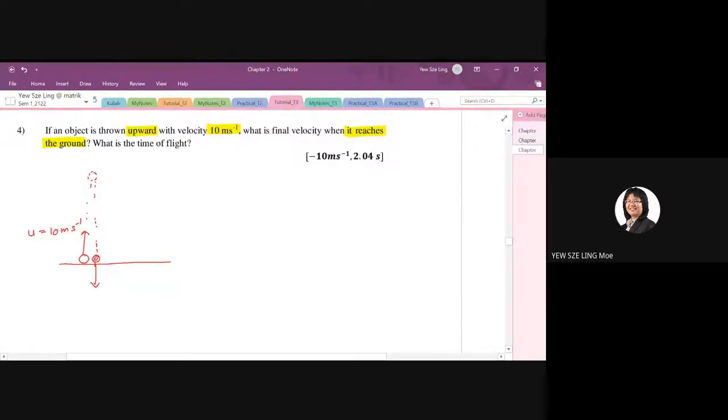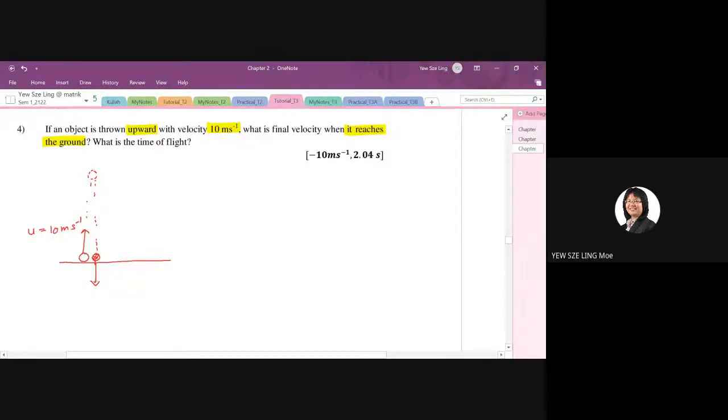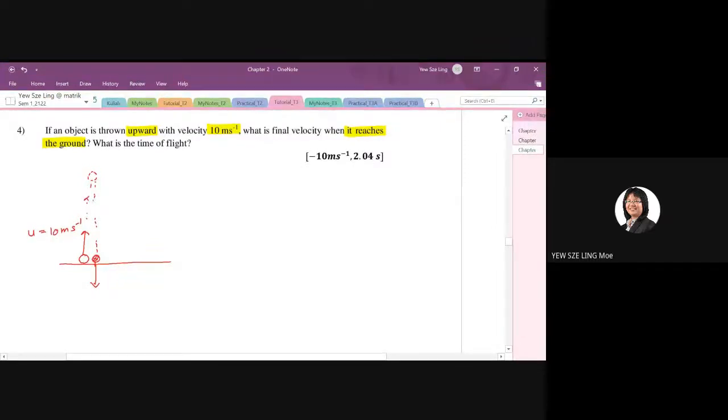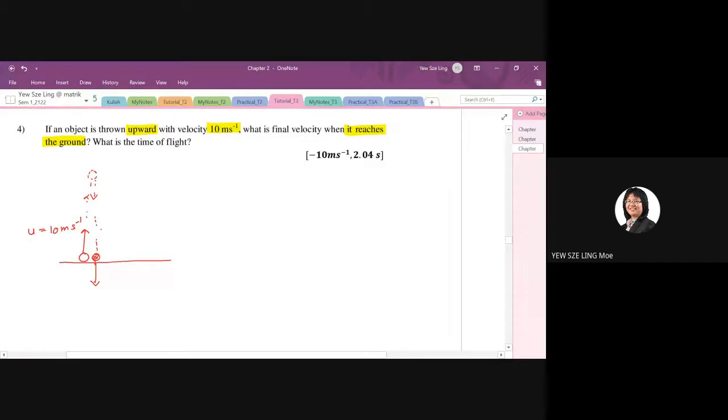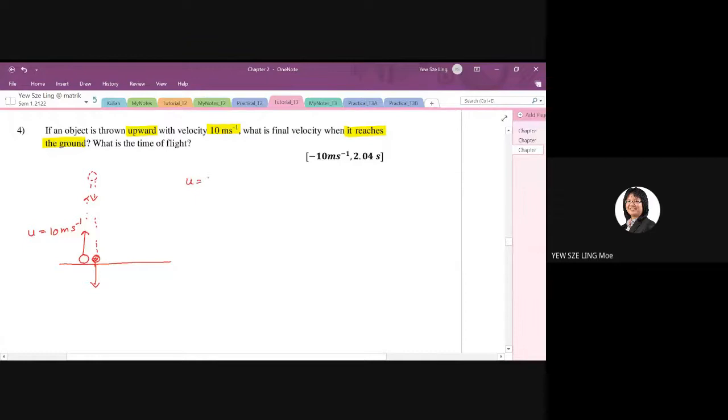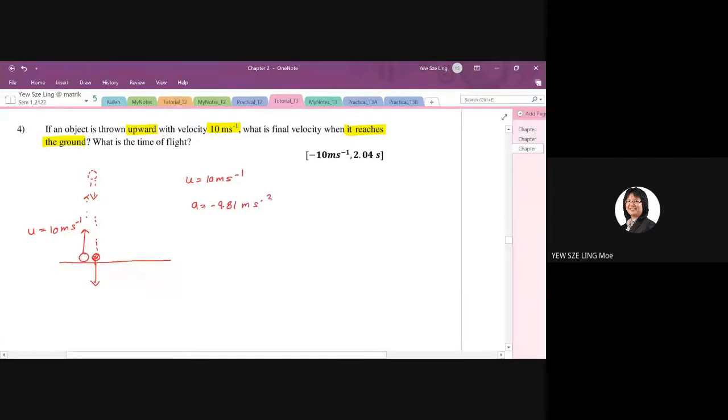So what can you see from the diagram? It goes up and it goes down. Okay, it goes back to its original height. So let us extract the information first. We have U equals positive 10 meters per second. Okay, A is always equal to negative 9.81 ms^-2.